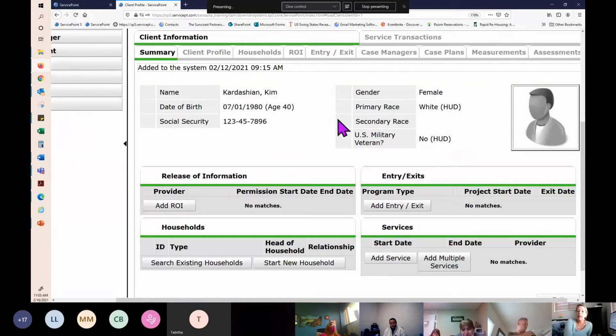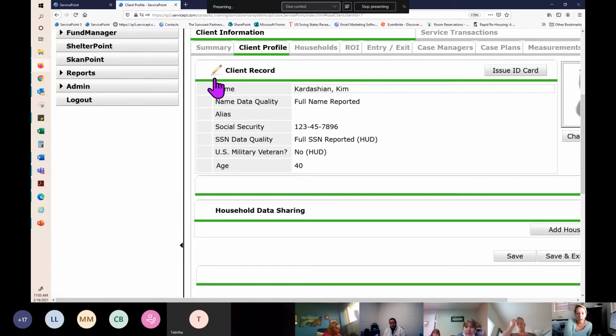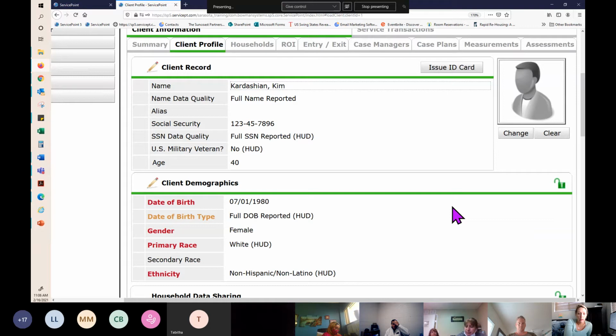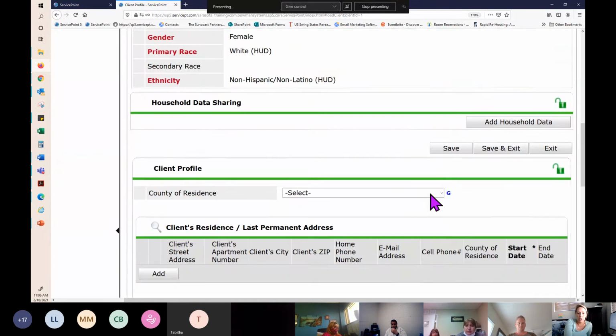Okay. And then this is Kim's historical client profile record. We are able to see some basic demographics, whether she has an ROI, any projects that she's been entered into, and any services that she's received. We can get more in-depth client profile information by clicking on here and reviewing this information throughout.